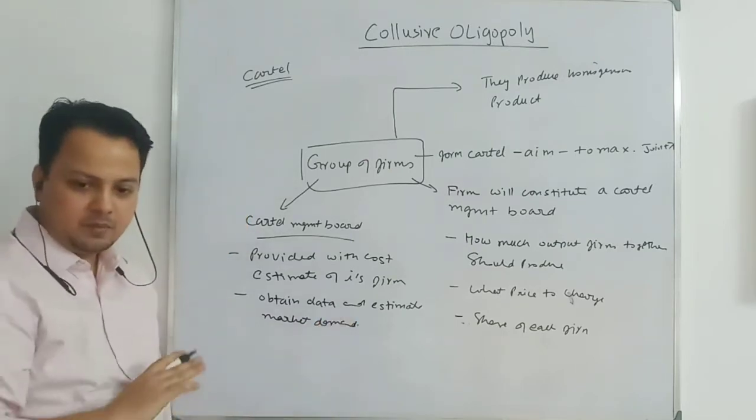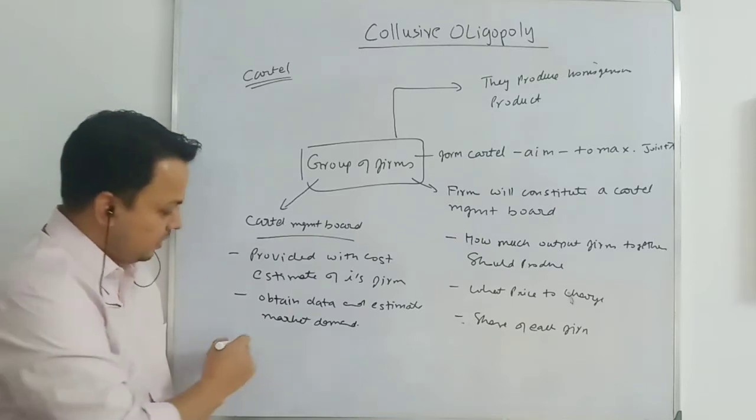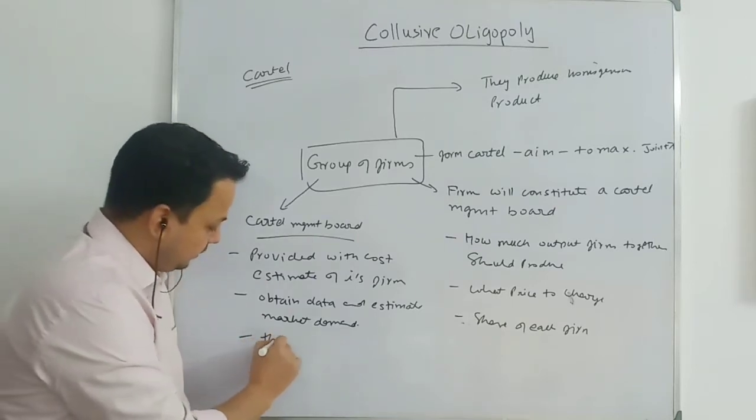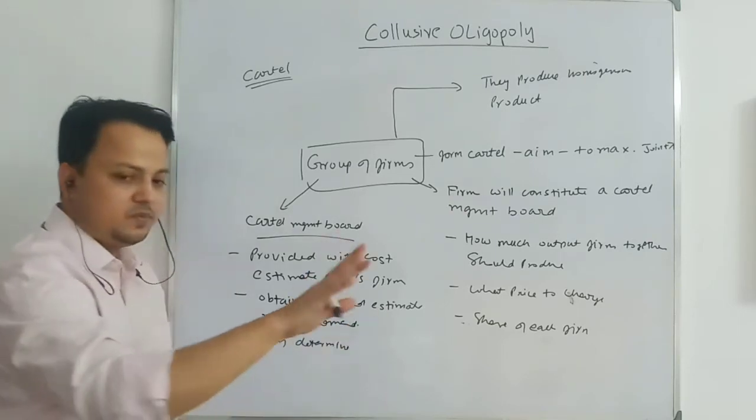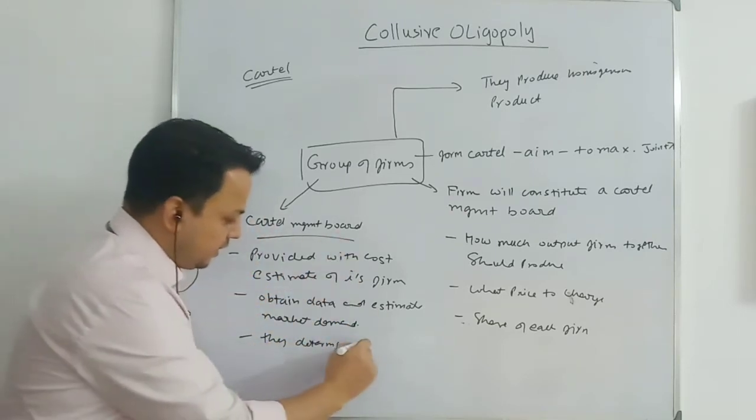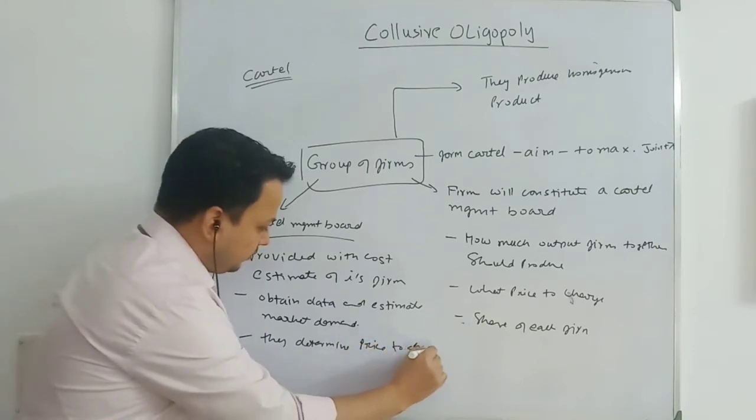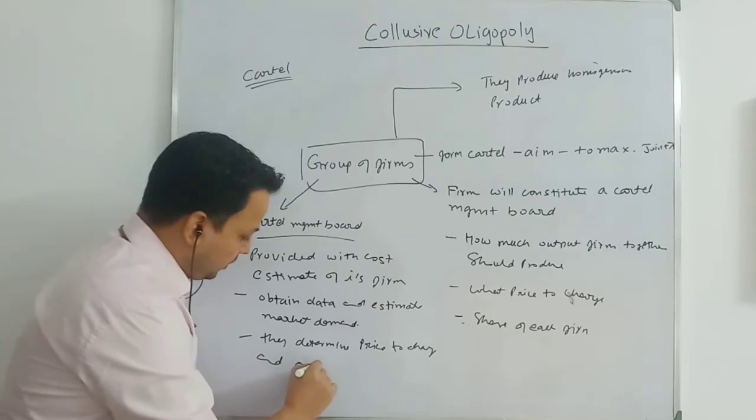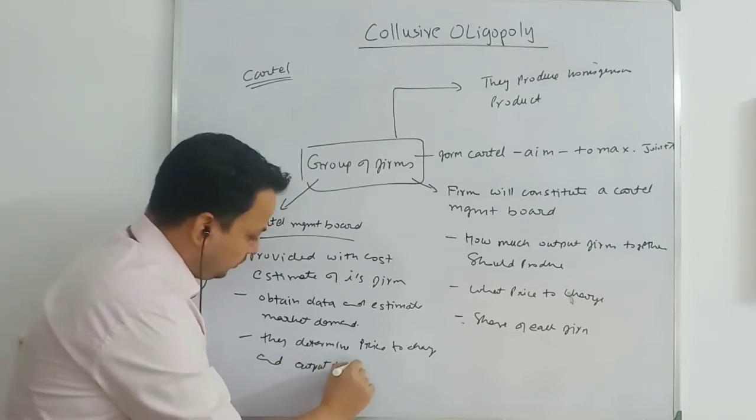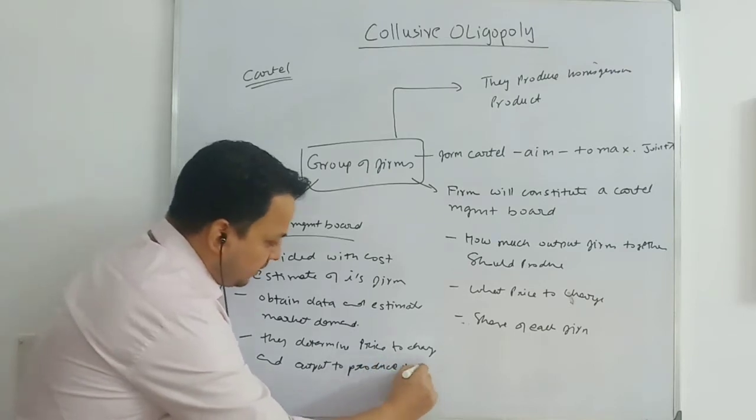Is that clear to everyone? After that, they will determine what price to charge so that each firm is getting the benefit. Then they determine the price to charge, the output to produce, plus the share of each firm.